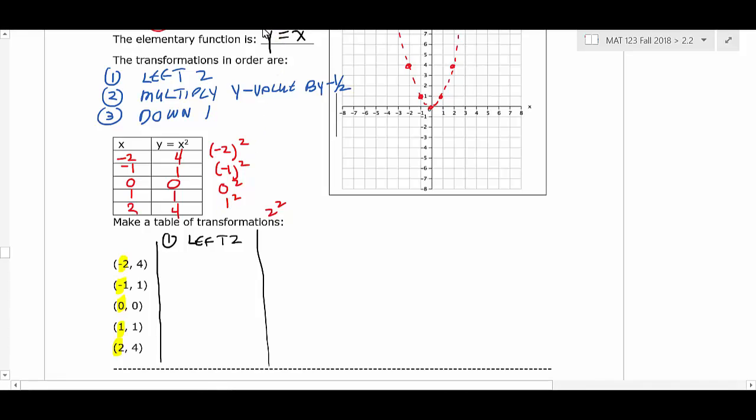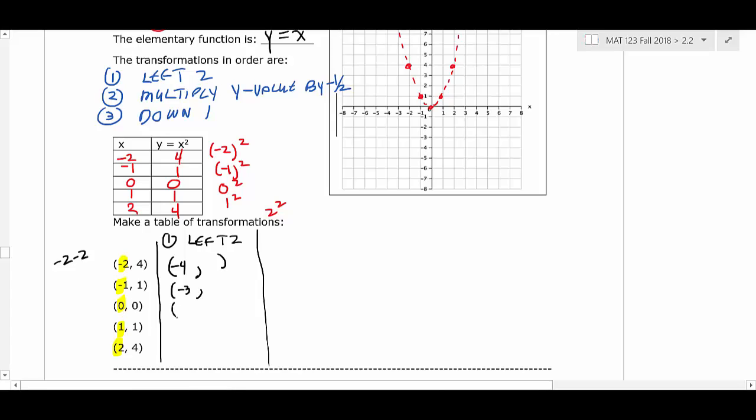So what we're going to do, and you're going to do this in your head, is you just make all of these x values that I just highlighted go to the left 2. You don't have to even write anything down. You do it in your head. Negative 2 to the left 2 is -4. Negative 1 to the left 2 is negative 3.